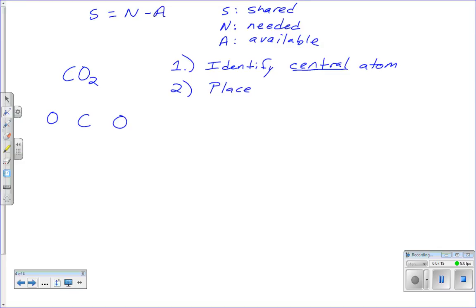That's step 2. You place the terminal atoms. No, they're not ill. Terminal means ending, right? So these would be on the outsides, the end points of the molecule. So place terminal atoms symmetrically.